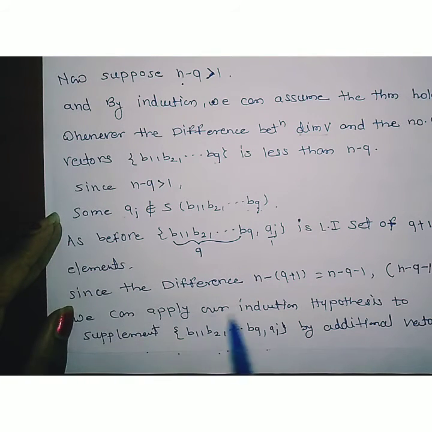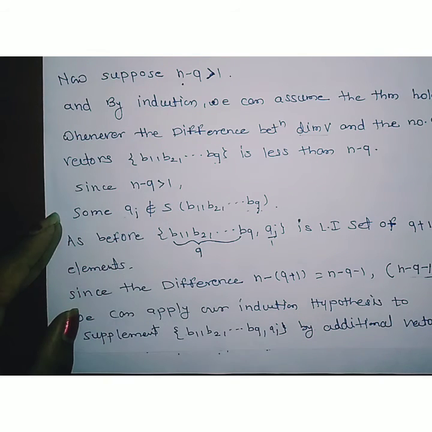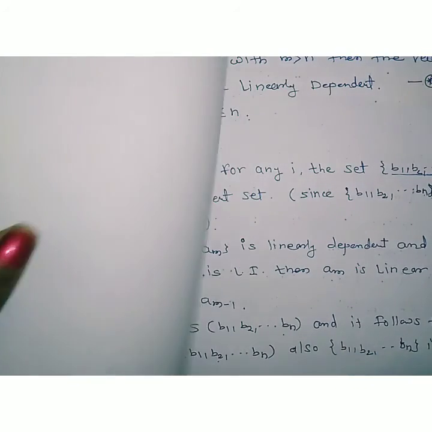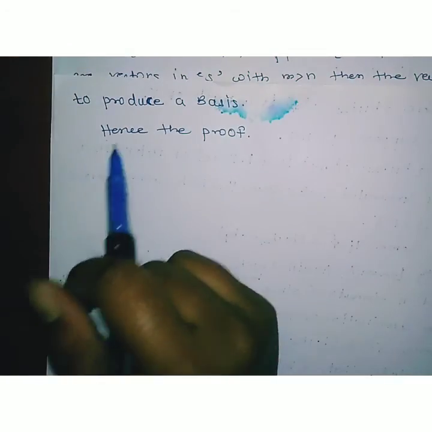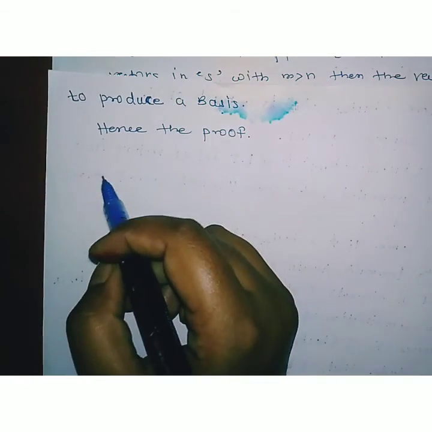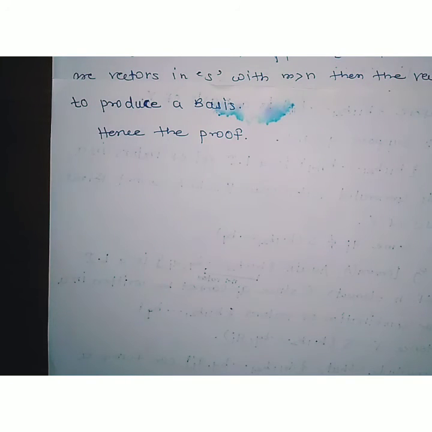Therefore, we can apply our induction hypothesis to supplement b1, b2, ..., bq, ai by the addition of vectors. By the induction hypothesis, the theorem is true for these vectors also, for the condition n minus q greater than 1. So by adding vectors, we produce a set of n vectors forming a basis. Therefore, using the induction fact, we can consider this set of vectors as a basis, and hence the theorem is also proved in that case. This is the proof of the theorem.